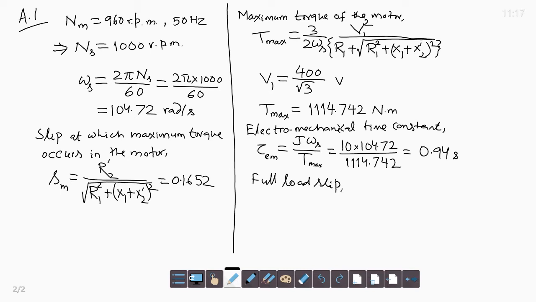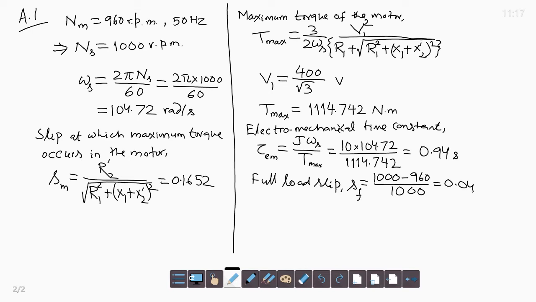Next, what is full load slip? Full load slip, you see full load speed is 960 rpm, synchronous speed is 1000 rpm. So, full load slip is 1000 minus 960 divided by 1000. So, it is 0.04.